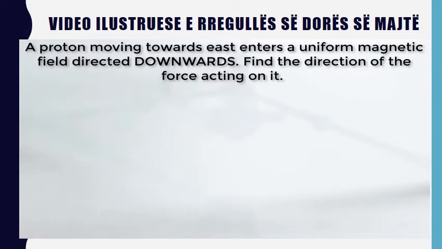Let's solve a couple of numericals to get practice on Fleming's left-hand rule. So here's the first one. A proton moving towards east enters a uniform magnetic field directed downwards. Find the direction of the force acting on it.